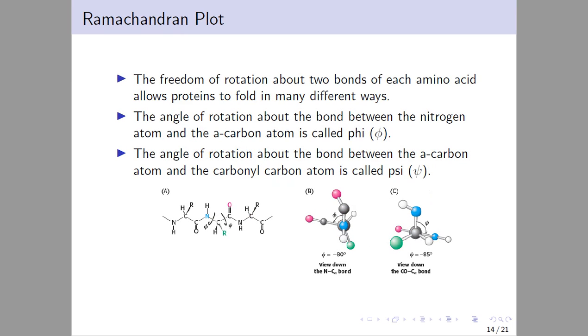And this one is supposed to be in the direction, but here we have the energy of the bonding or the bending, the bending of the residue or the molecule, and the rotation of the bond. So we have the Ramachandran plot. The freedom of rotation about two bonds of each amino acid allows proteins to fold in many different ways.